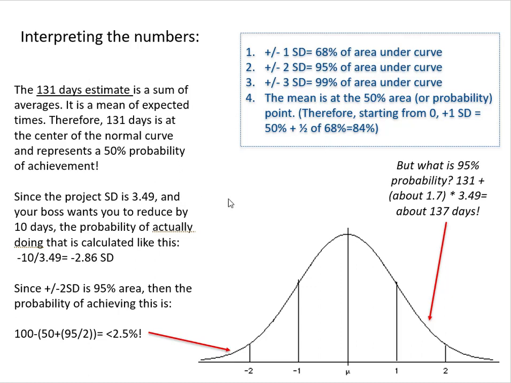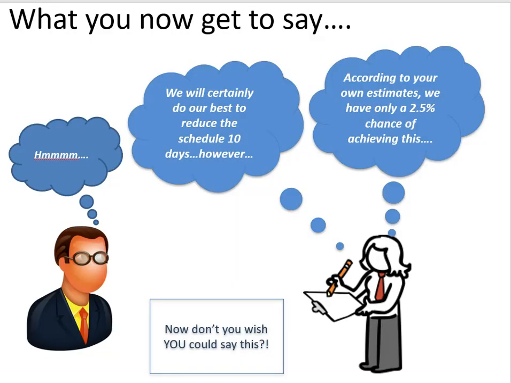But if you were asked to remove 10 days, you've got over here to the left, minus 10 divided by 3.49. What you're doing here is asking yourself, how many standard deviations is 10 days? It's minus 2.86 standard deviations. So you're really talking about a 2.5% chance. If your boss is pushing you for this, you now have the ammunition to say, hey boss, by your own estimates and your executive team's, I've now shown that even though we can try, the likelihood is small.